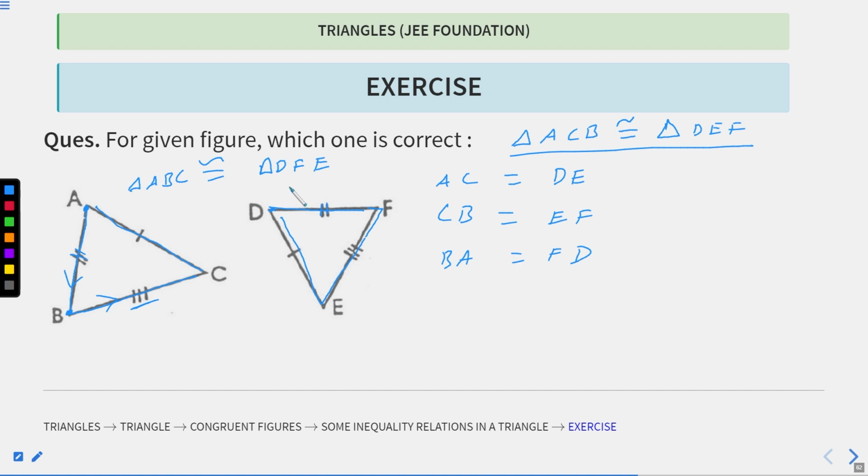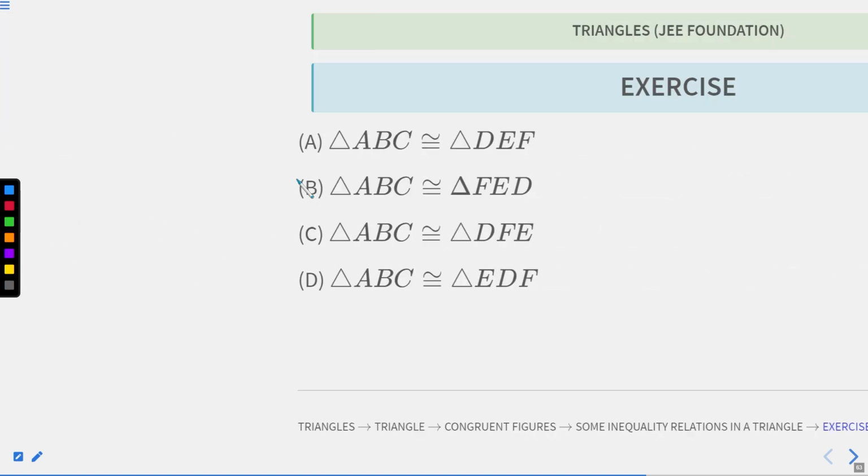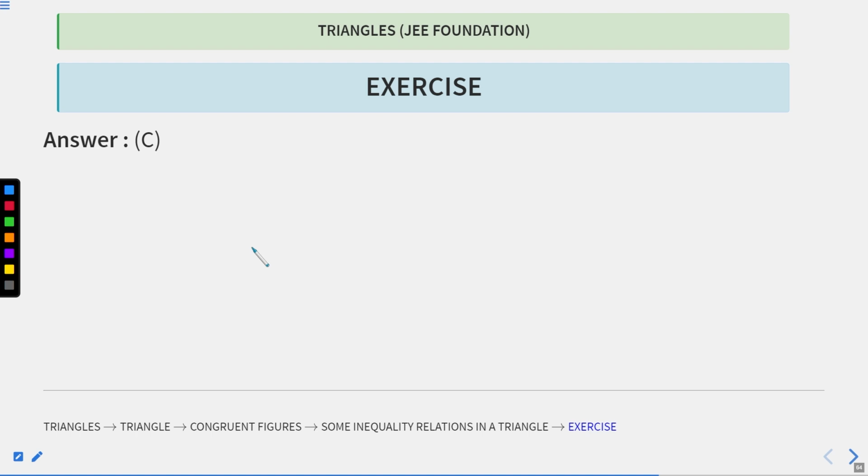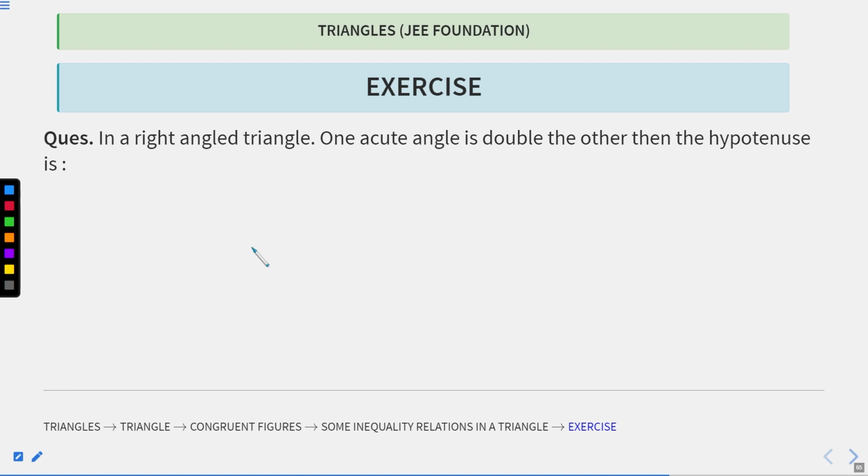The triangle ABC is congruent to DFE. I hope this is all clear to you. Okay, so let's move to the next and see how we are going to do the next problem.